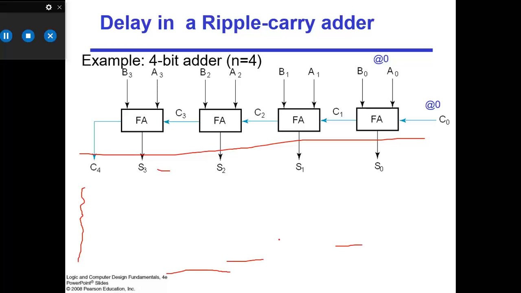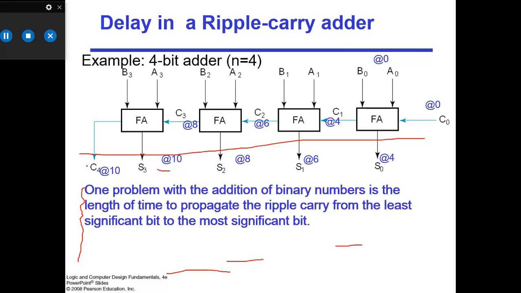So, an example of a 4-bit adder, n equal to 4: 4 delays, 6 delays, 6, 8, 10. We can use the previous formula and find these delays. Delays usually occur because of long chains of carry input and carry output.